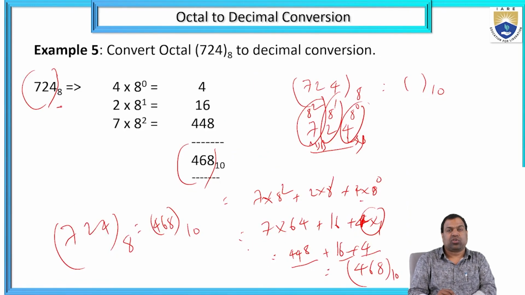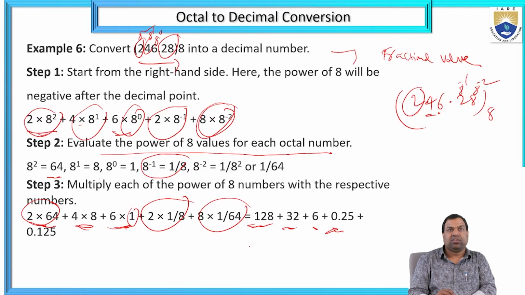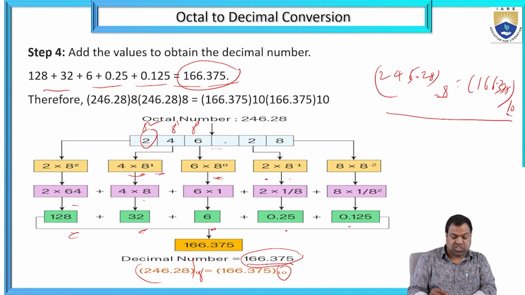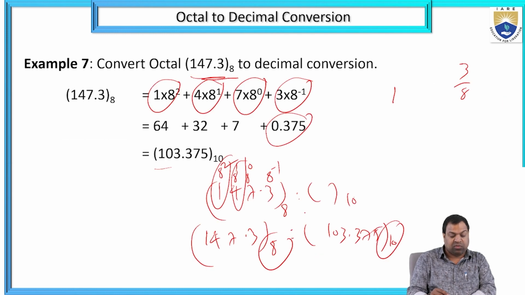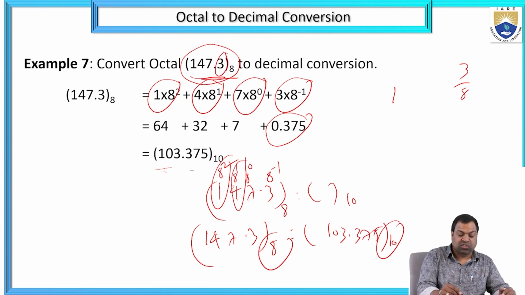Another octal to decimal value is 724 base 8: 4 into 8 power 0, 2 into 8 power 1, 7 into 8 square, like this. And we convert floating point values: 246.28 base 8 to the decimal value, where we get 166.375, and 147.32 to decimal, where we finally got 103.375. For the fractional part we take 8 power minus 1, 8 power minus 2, 8 power minus 3, and so on.